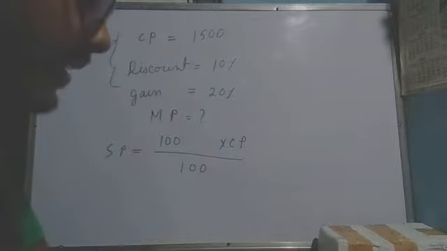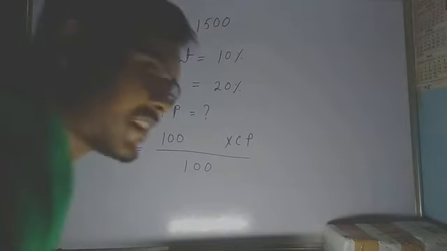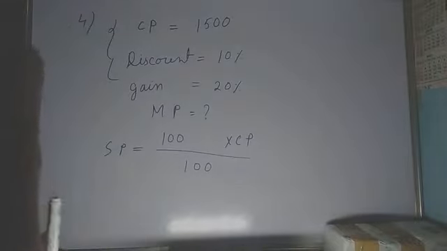Read the question again. What price should a shopkeeper mark on an article costing him rupees 1500 to gain 20%? Gain will be 20%.